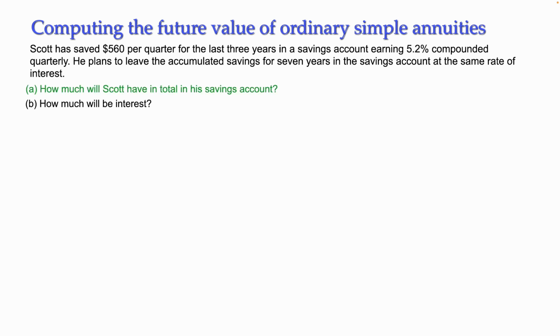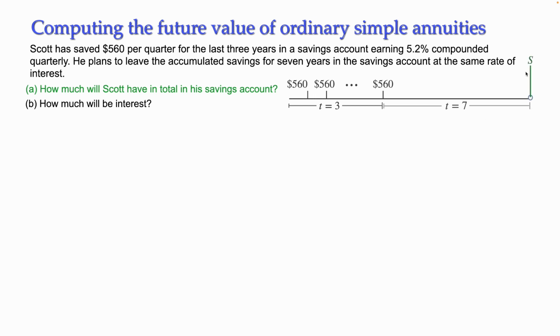So let's focus first on the first question. How much will Scott have in total in his saving account? Thinking in this problem, we are thinking of an annuity that appears like this. There is a period of time when there is an actual annuity, so there are payments that Scott is making every quarter for a period of 3 years. And after that will be 7 years without any payment. And we want to know how much Scott has here at the end. What will be the accumulated value, the future value of all this period?